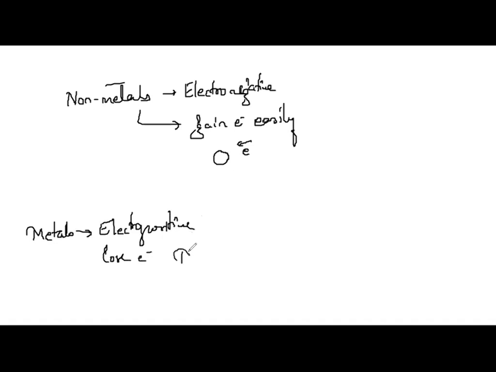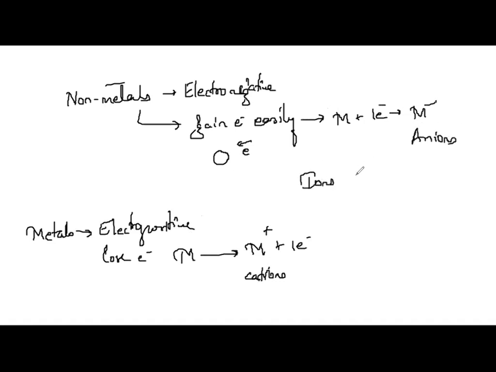So metals lose electrons and become positive ions. The electron comes out. Those positive ions are called cations. Non-metals gain electrons easily and form negative ions, and those negative ions are called anions. So ions are what? They are the species formed by loss or gain of electrons. Cations are formed by metals, anions are formed by non-metals.